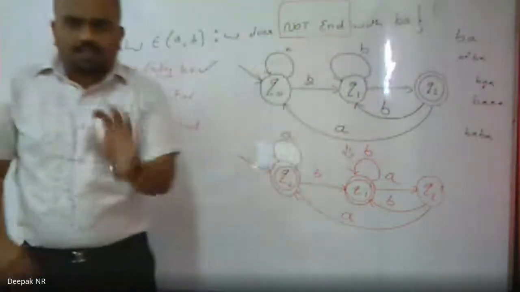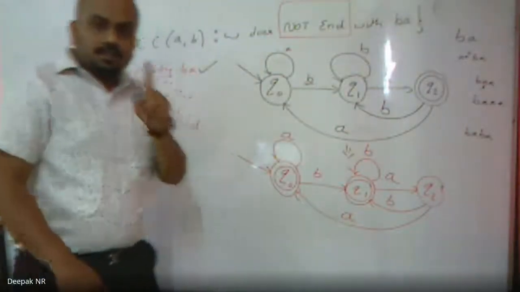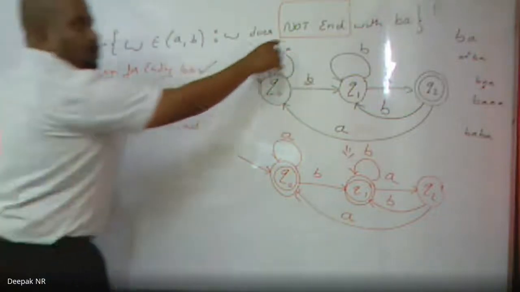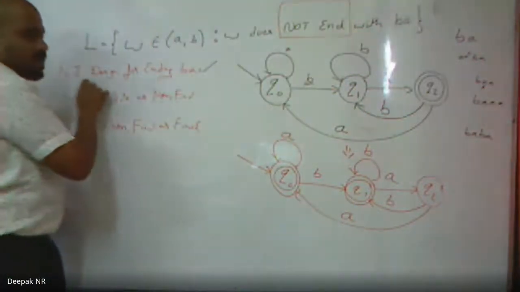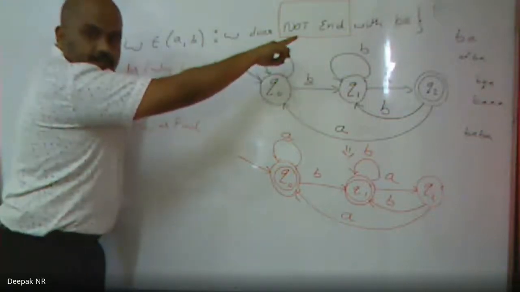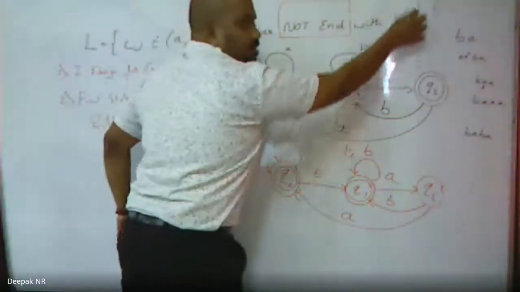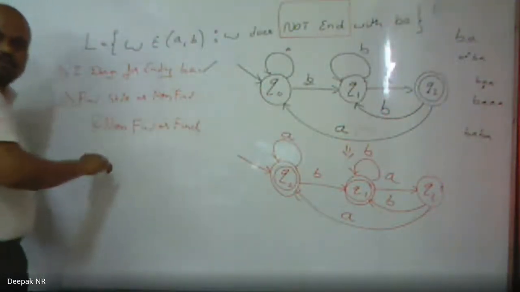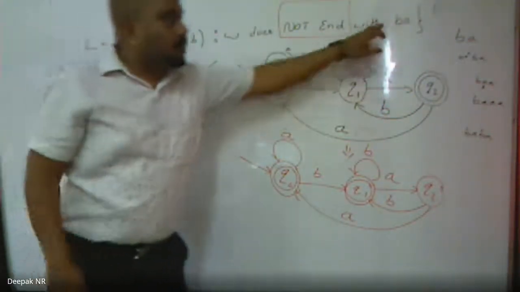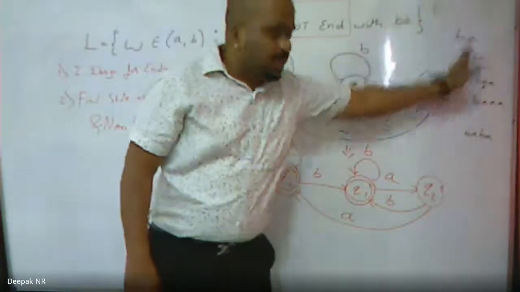But whatever the thing is, first and foremost, keep one thing in mind: whenever not ending comes, I follow these two steps. Step one says, I will design for the true string. I'll design for this string, BA. Then I make the final states non-final and the non-final states final. So whenever I want to design for BA, first I write the probabilities of it.